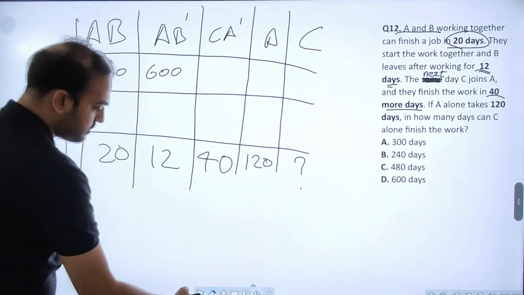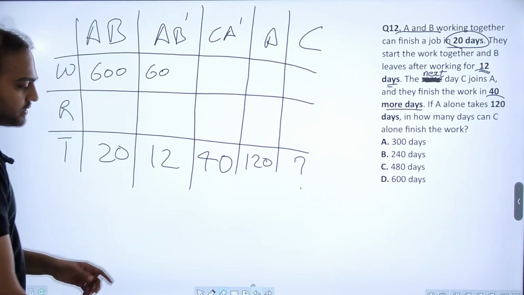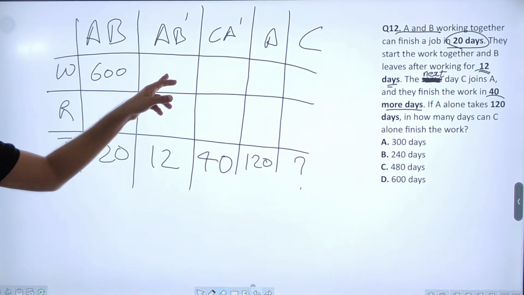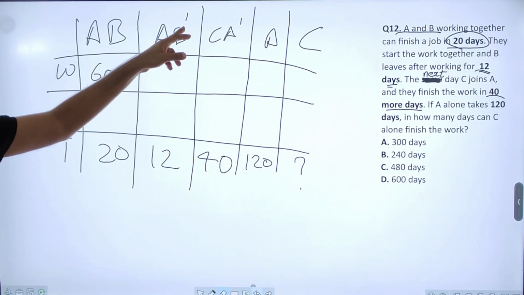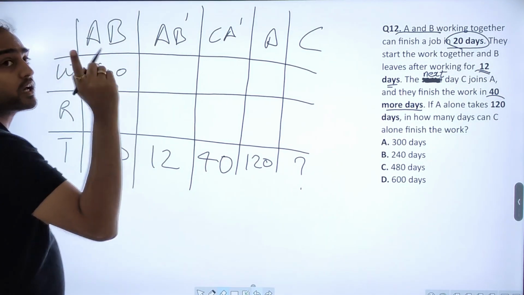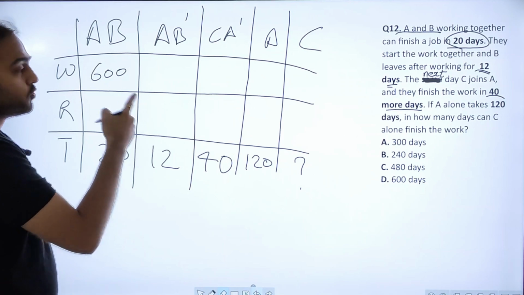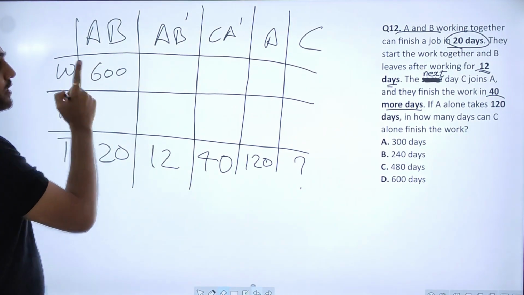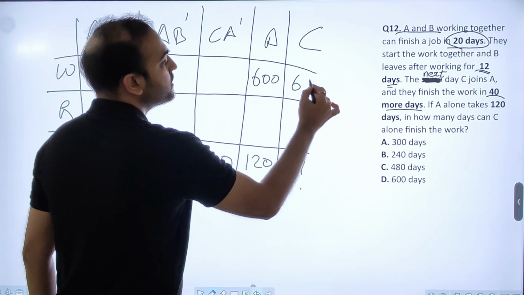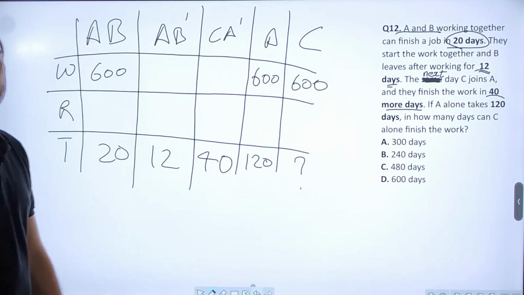Again, don't make this mistake that I just made. We can't write 600 here. There is a dash here. See, that is why the dash is important, because it tells you A and B are not doing the whole work. So A and B doing the whole work, 600. A alone doing the whole work, 600. C alone doing the whole work, 600.